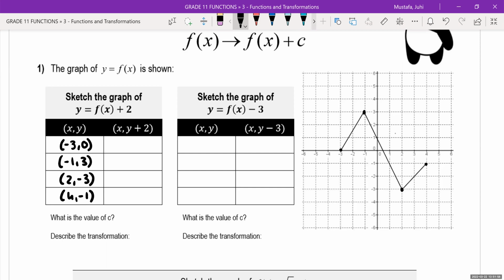Question? You could absolutely pick any point that is pretty obvious.